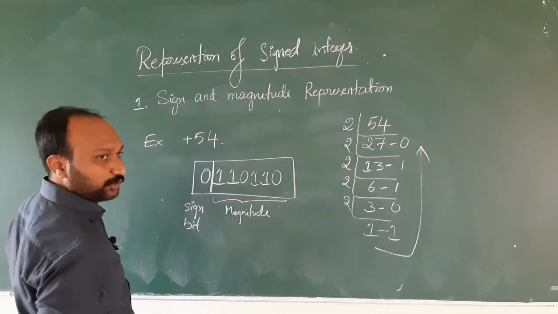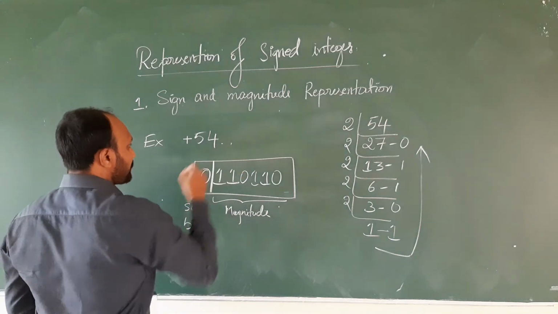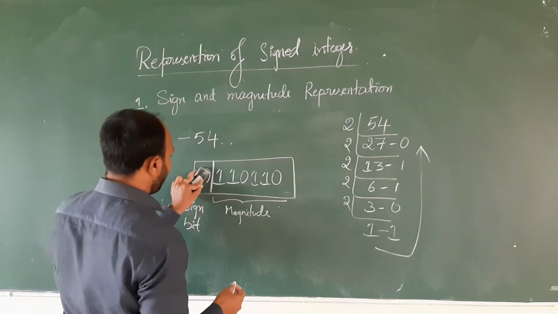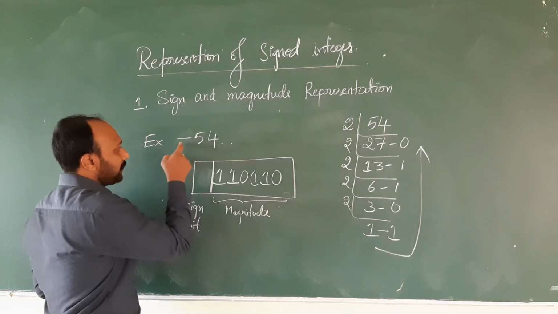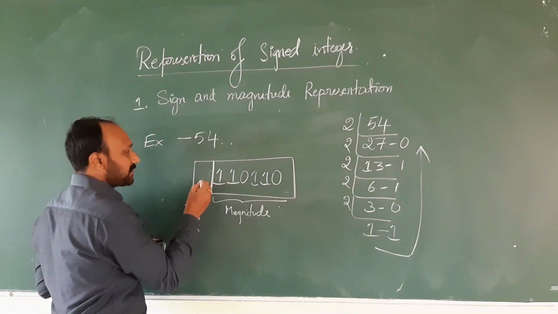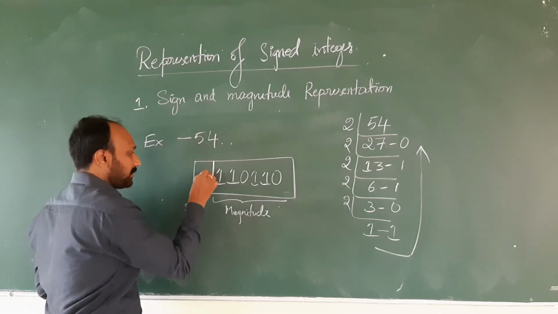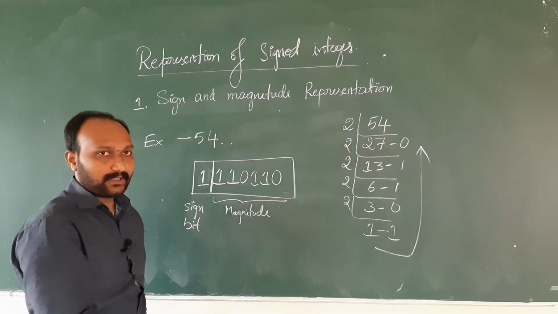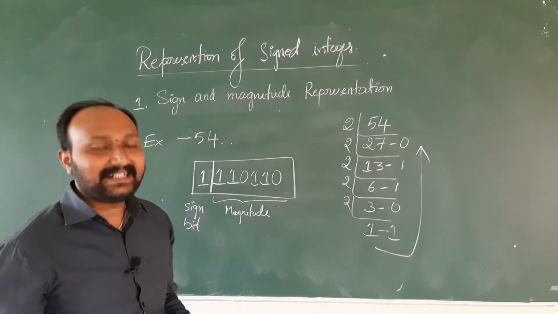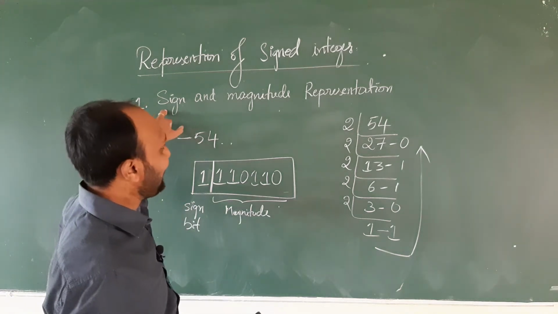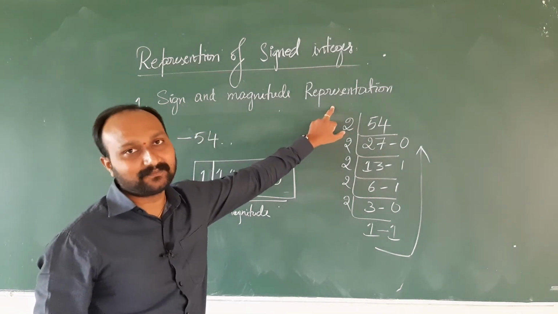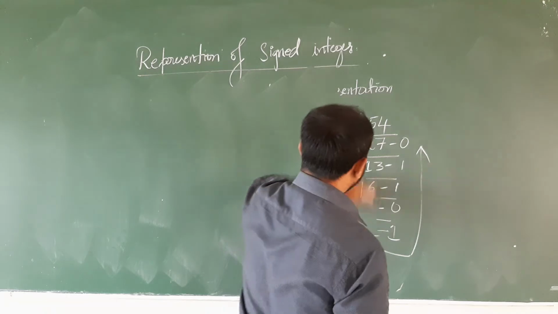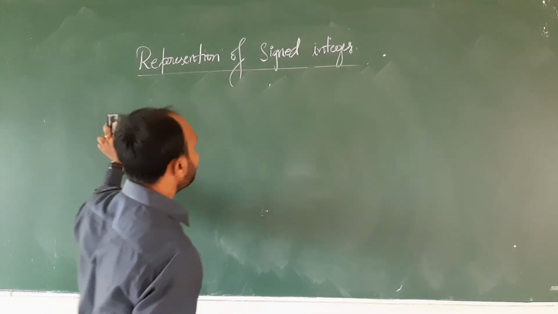Okay. Now let us also represent minus 54. How to represent minus 54? Very simple. If I want to represent minus 54, that is negative 54, then I need to represent here the negative value. So in binary number system, the minus or negativity is represented by the bit value 1. So this is how we are going to represent a signed integer with the method of sign and magnitude representation.